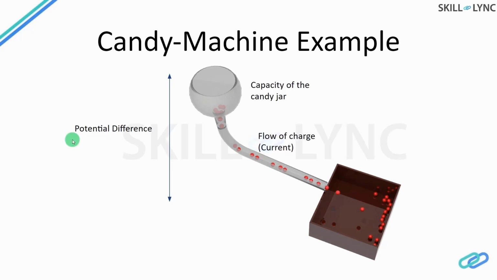All right. So to reiterate the example, the capacity of the candy jar is analogous to the capacity of a battery pack, and the flow of the candy balls is like the flow of charge, which is current.